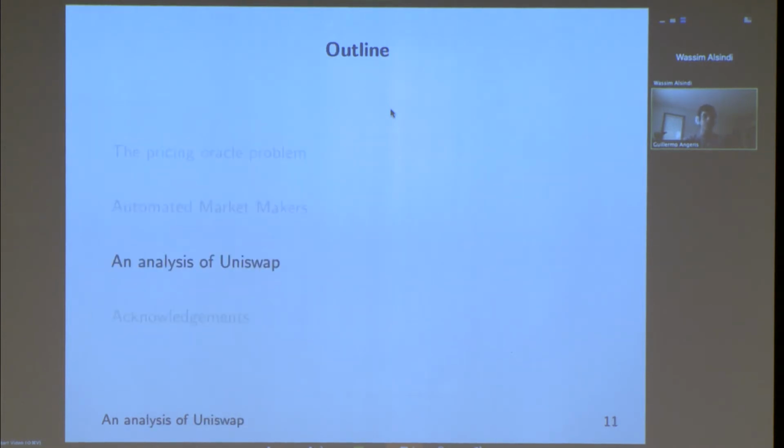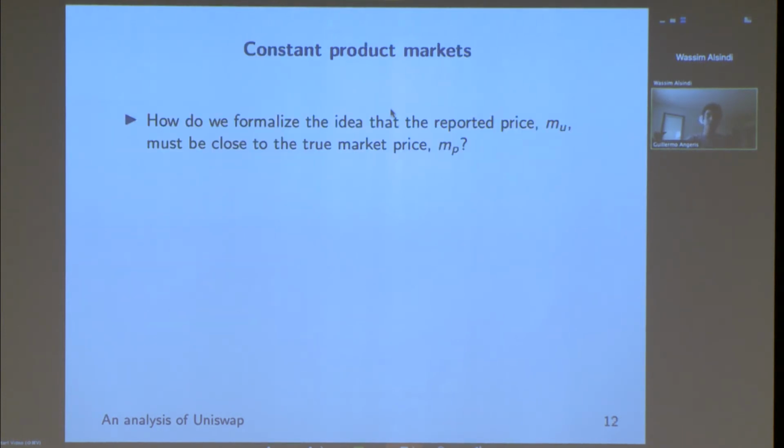So we'll provide a quick version of the claims of the paper. There are a lot, and they're sometimes very nuanced and careful, so I would highly recommend you read the paper if you have any questions about the math. But most of it is pretty simple, and so it should be fairly readable. So first things first, how do we actually formalize this idea that the reported price of Uniswap should be close to some weird platonic market price?